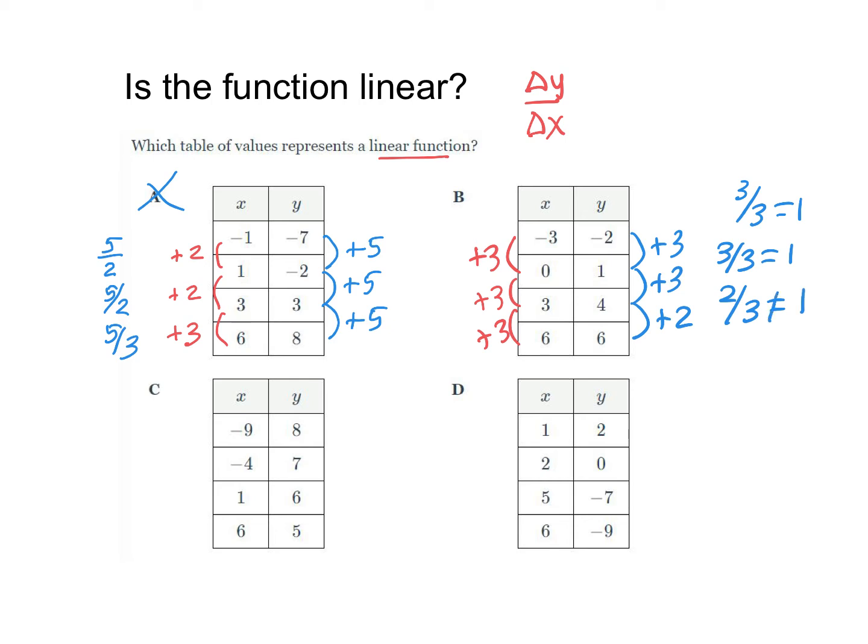Okay, let's look at choice C. So the same process each time. So -9 to -4, plus 5. -4 to 1, plus 5. 1 to 6, plus 5. Then here you're going down by 1 each time. It looks like I have found my winner. My rate of change, my change in y over my change in x, is -1/5.